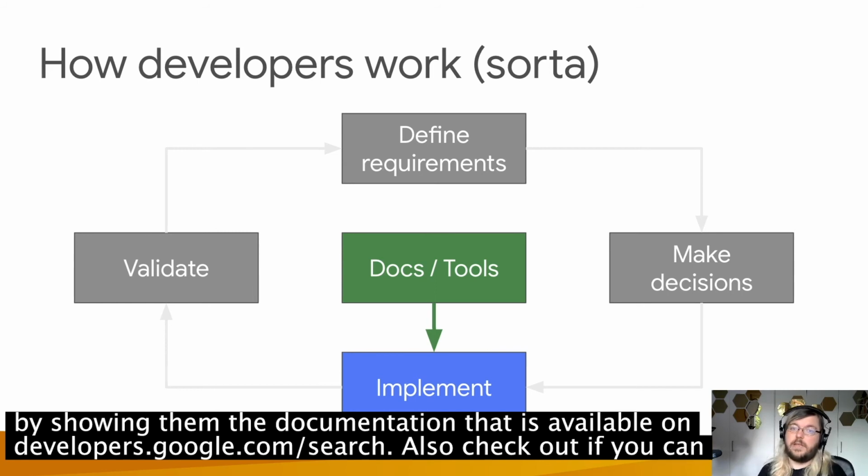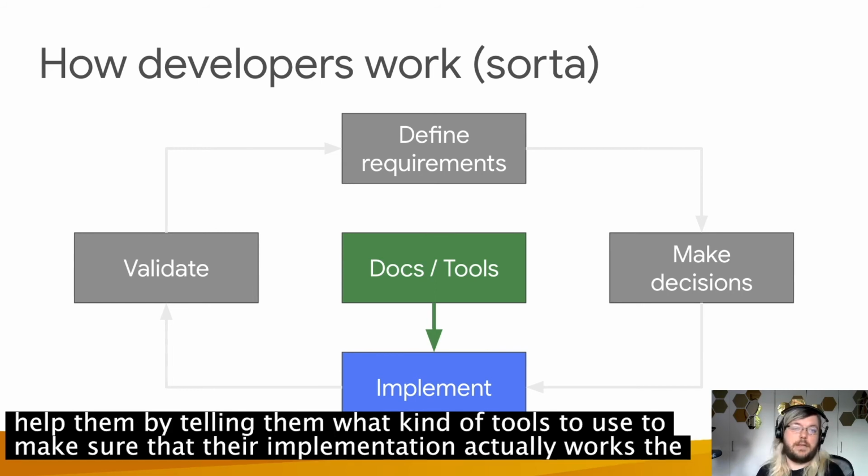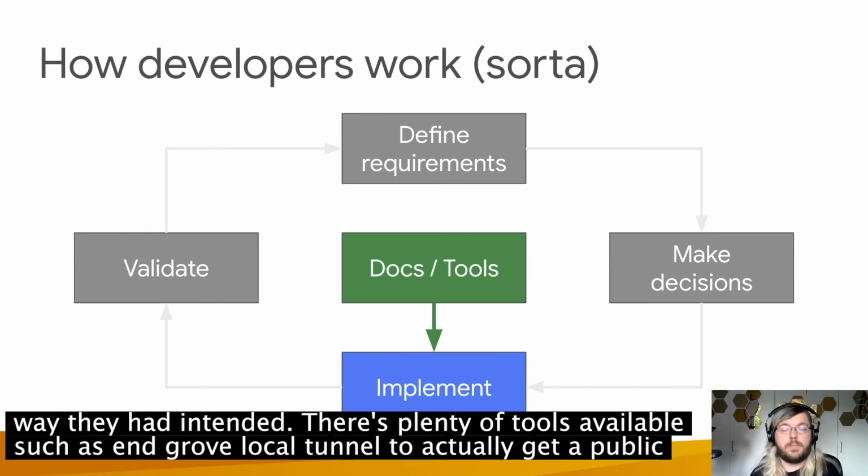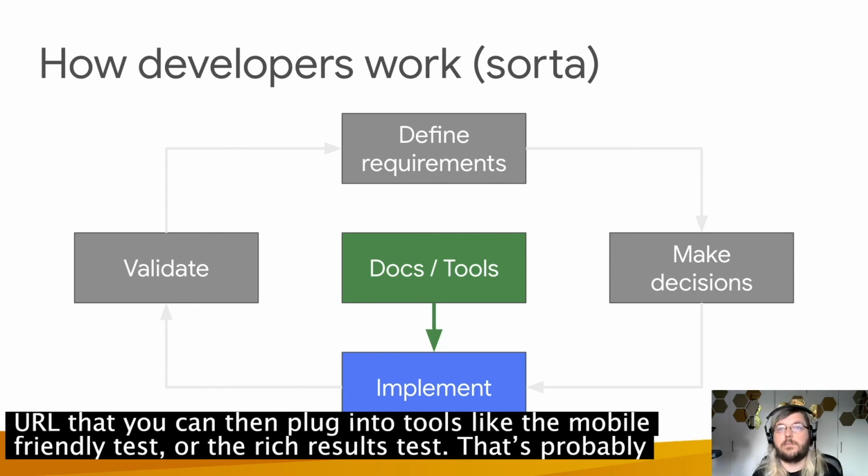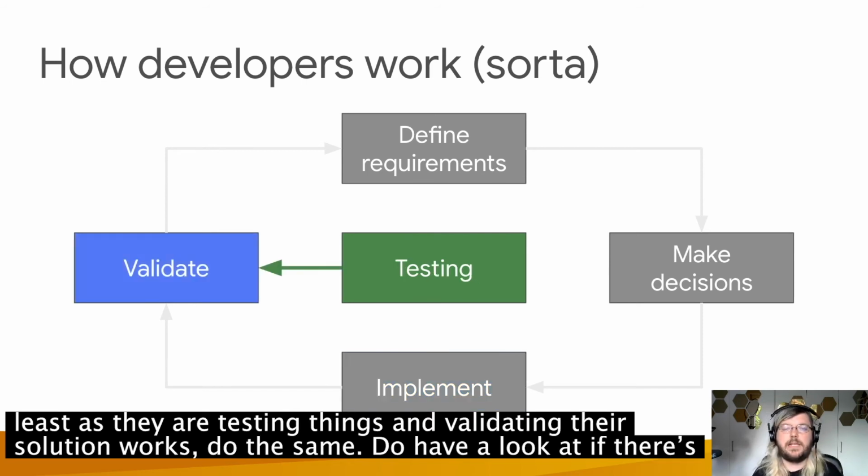Also check out if you can help them by telling them what kind of tools to use to make sure that their implementation actually works the way that intended. There's plenty of tools available, such as ngrok local tunnel, to actually get a public URL that you can then plug into tools like the mobile friendly test or the rich results test. Last but not least, as they are testing things and validating their solution works, do the same.